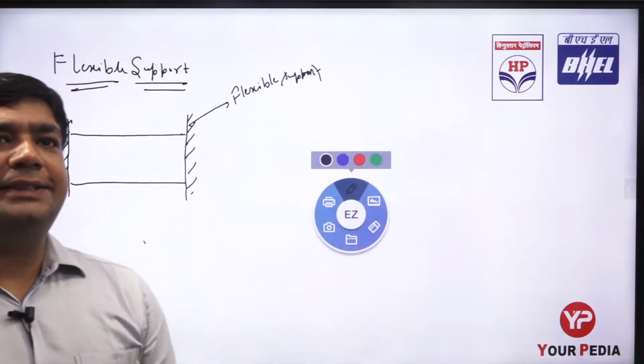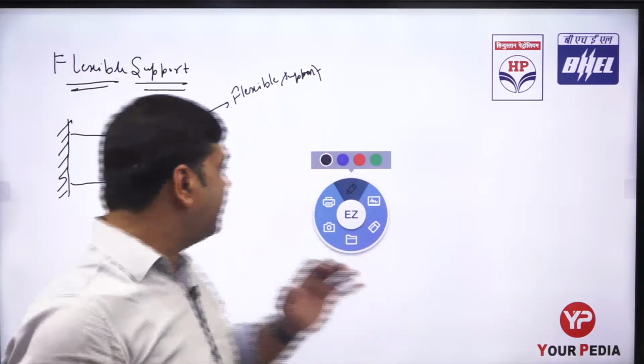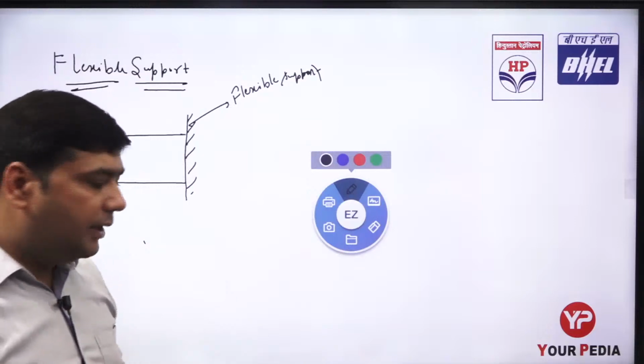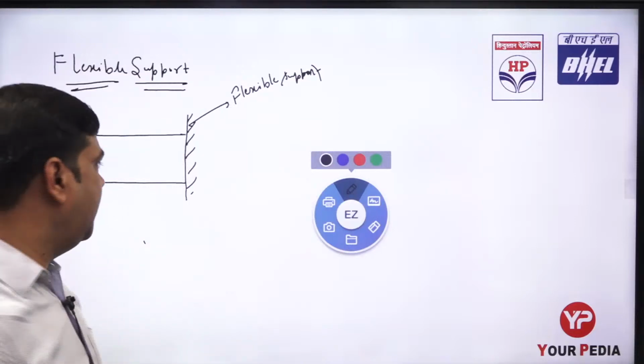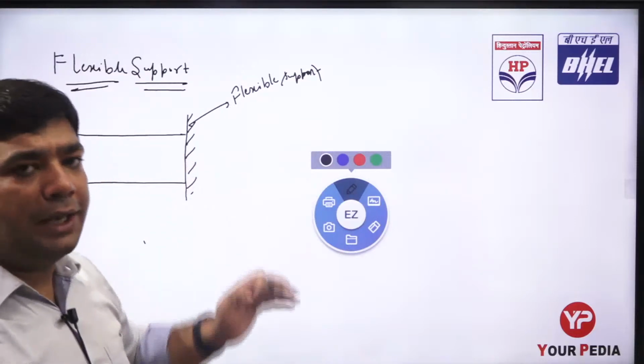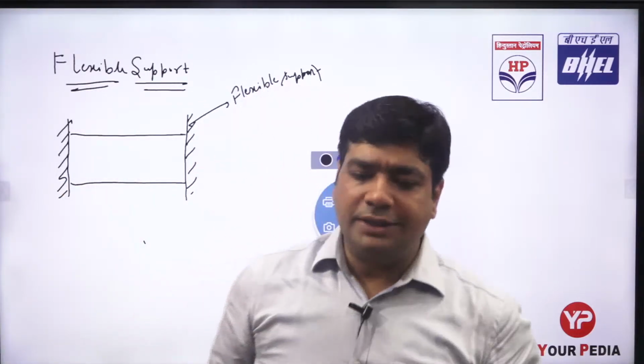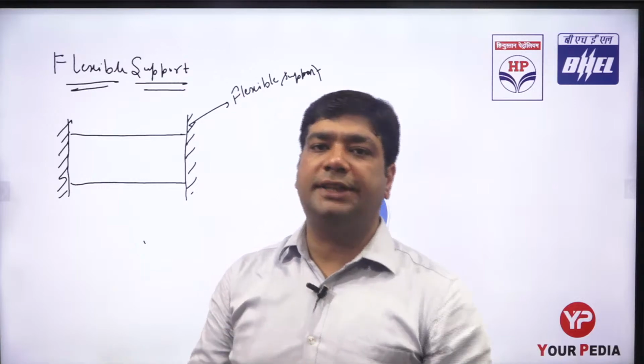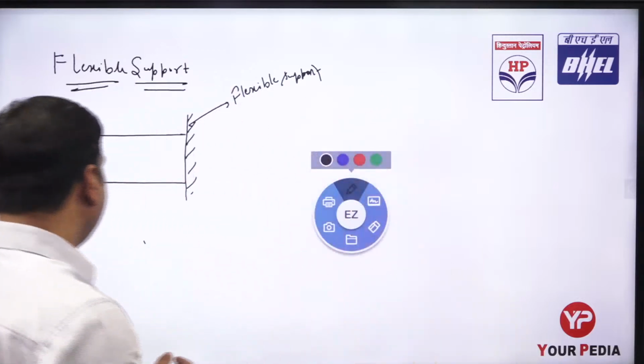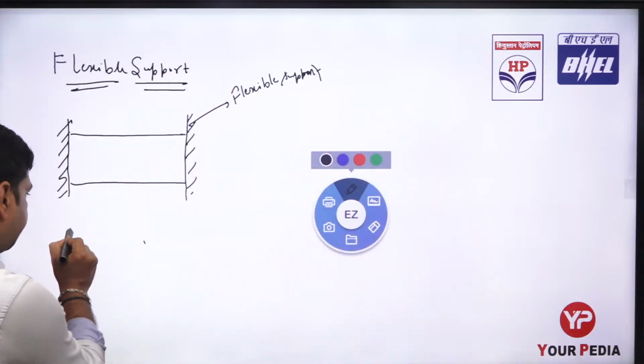The meaning of flexible support is that it will allow some motion to transmit and some motion is going to be restricted. If some deformation comes into the bar or the member, some of the deformation is going to be allowed and some is going to be restricted. Is this clear?